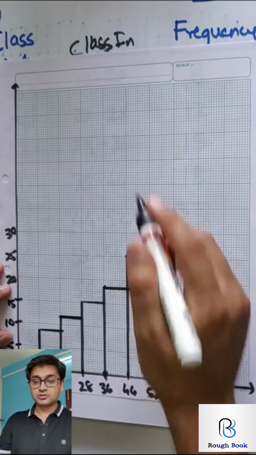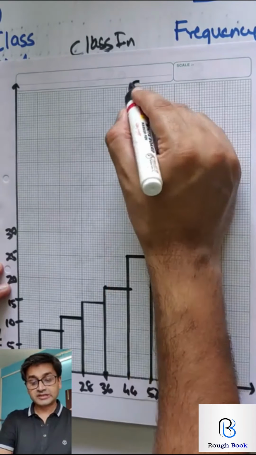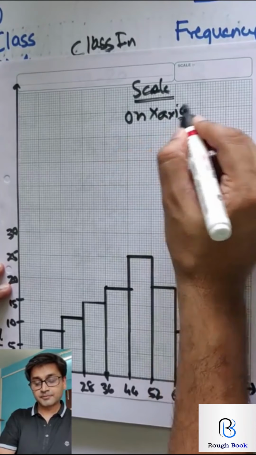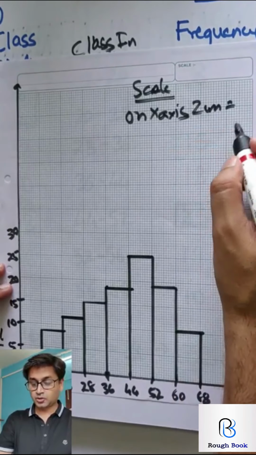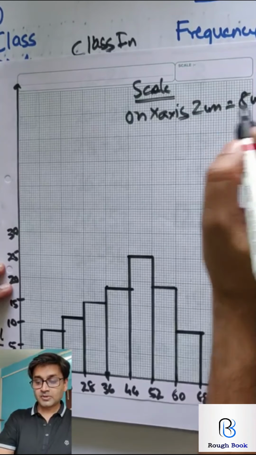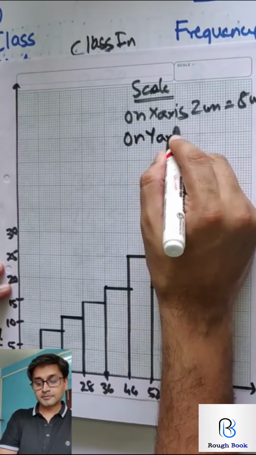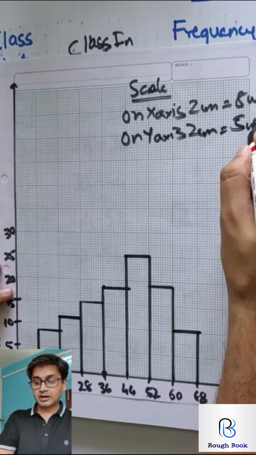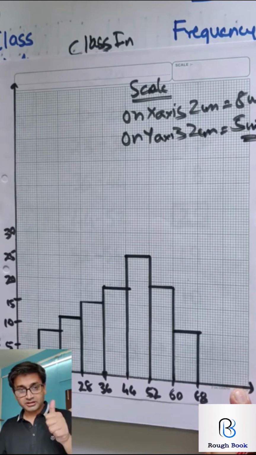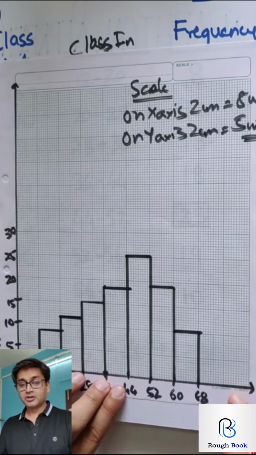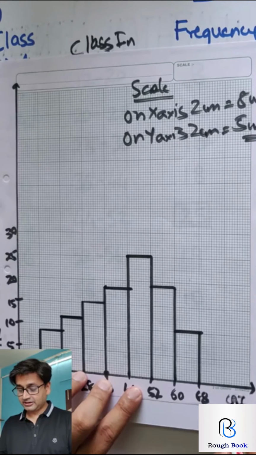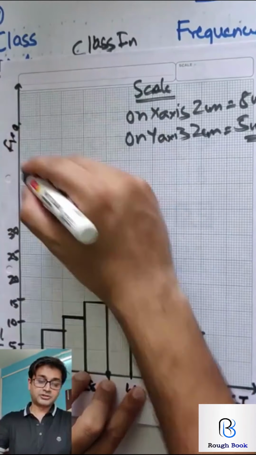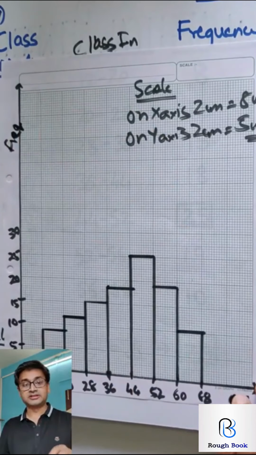You want to decorate, please do that. What else have we forgotten? Superb. Scale. On the x-axis, 2 centimeter is equal to 8 units, and on the y-axis, 2 centimeter is equal to 5 units. Are you with me till here? Perfect. What else did I forget? Lost 1 mark. Class interval, the heads of the lines and the frequency. Once we are done with all this, we are sorted with this sum at least.